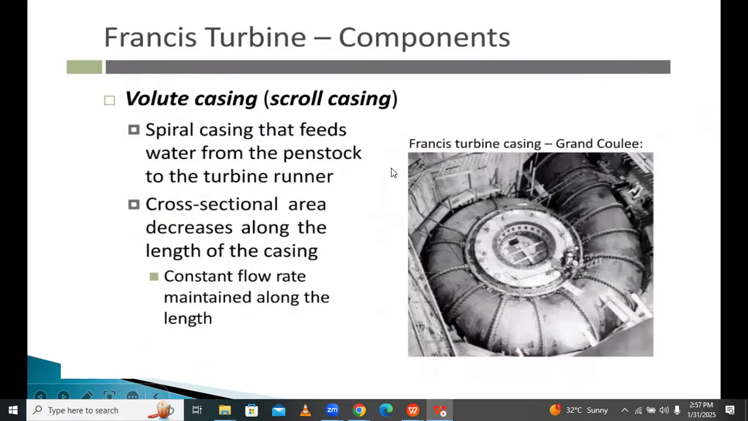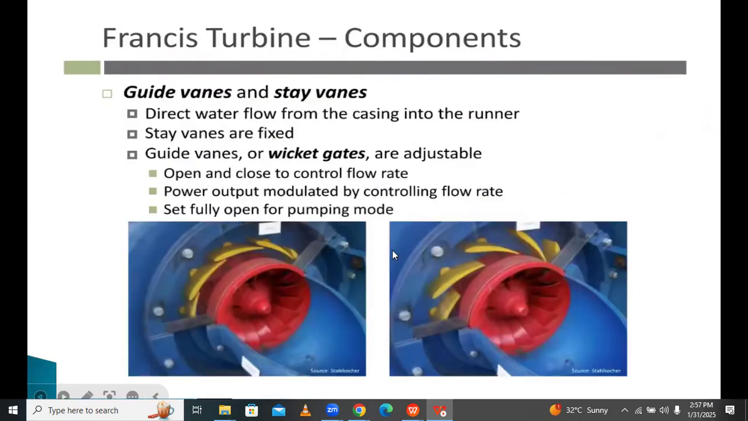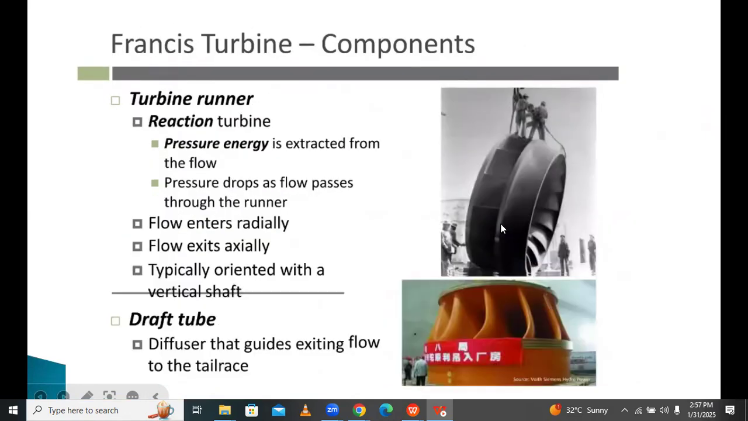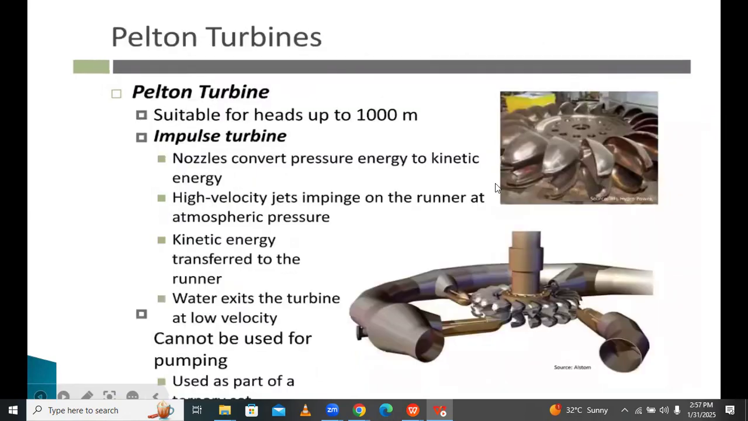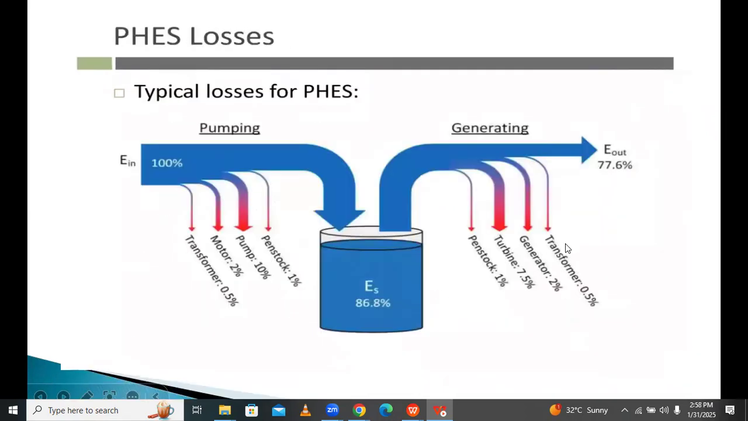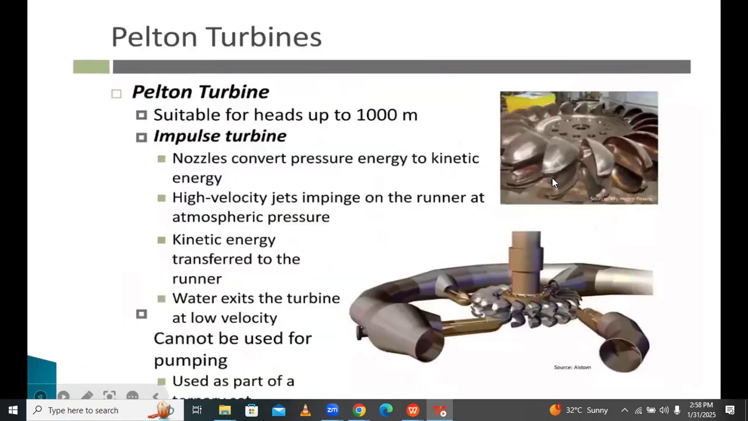These are the different types of turbines. This looks like a Francis turbine, and this is another way Francis turbines look. And next is another turbine, the Pelton turbine. So the Pelton turbine is like this. These are the turbines used in pumped hydro storage systems.